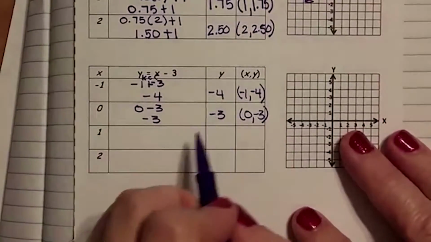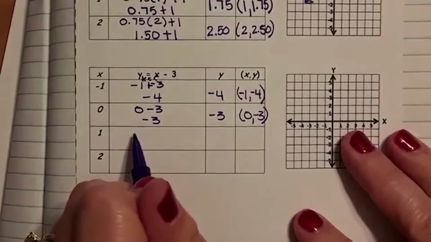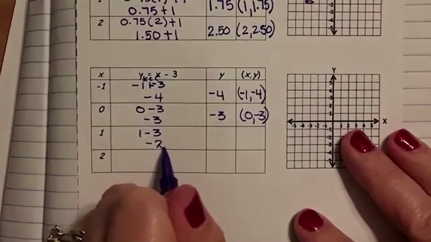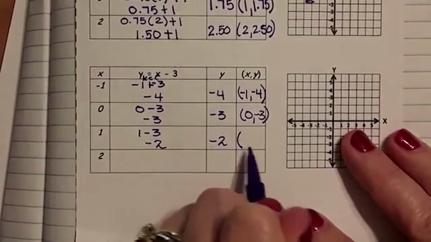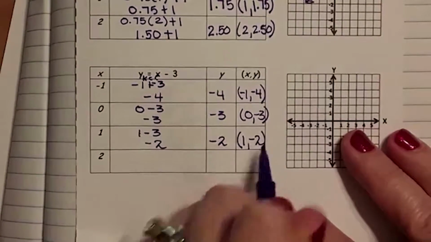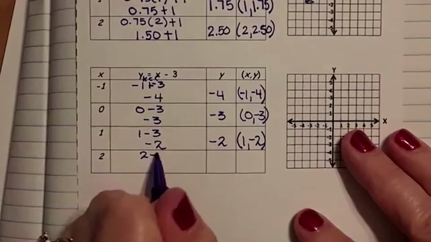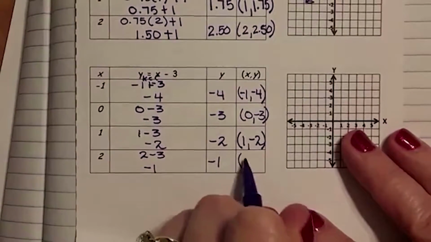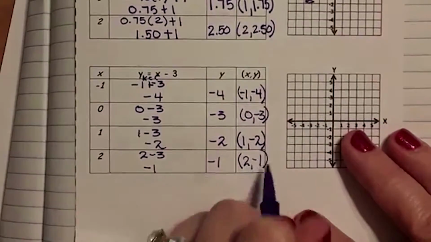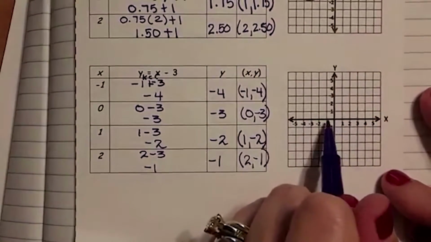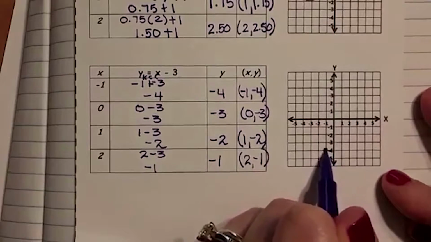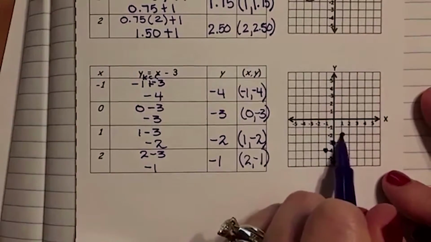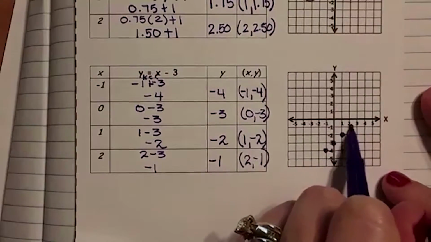Sometimes you can notice a pattern. I think I'm going up by 1. 1 minus 3 is a -2. Meaning I'm getting closer to the 0 on a number line. Last one, 2 minus 3 is -1. My points: 2, -1. Let's graph these. -1, -4, 0, -3, 1, -2, and 2, -1.